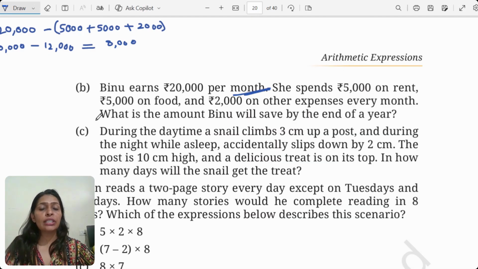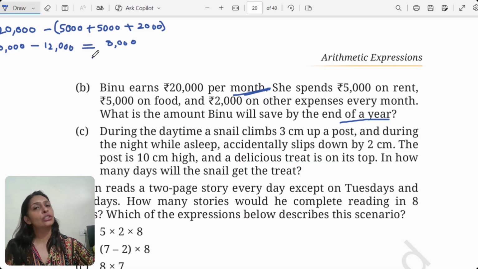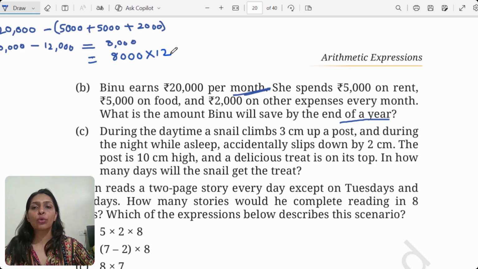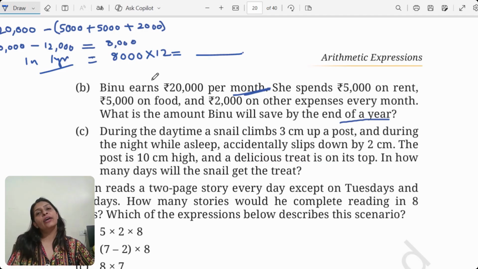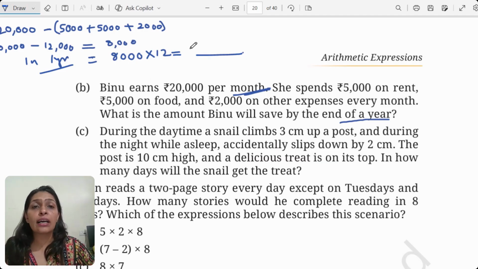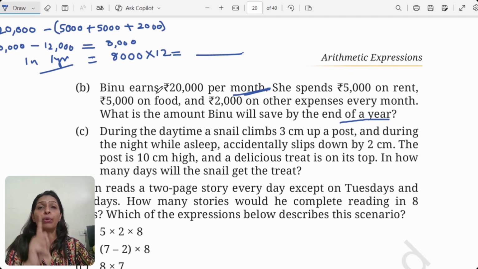But in the question, they have asked how much she will save by the end of the year. So by the end of the year means in a year we have 12 months. So simply, you will multiply this 8,000 with 12, for 1 year, and you can easily get the answer. Do write in the comment section what is the answer, how much she is going to save in 1 year. That will be the answer of B part.